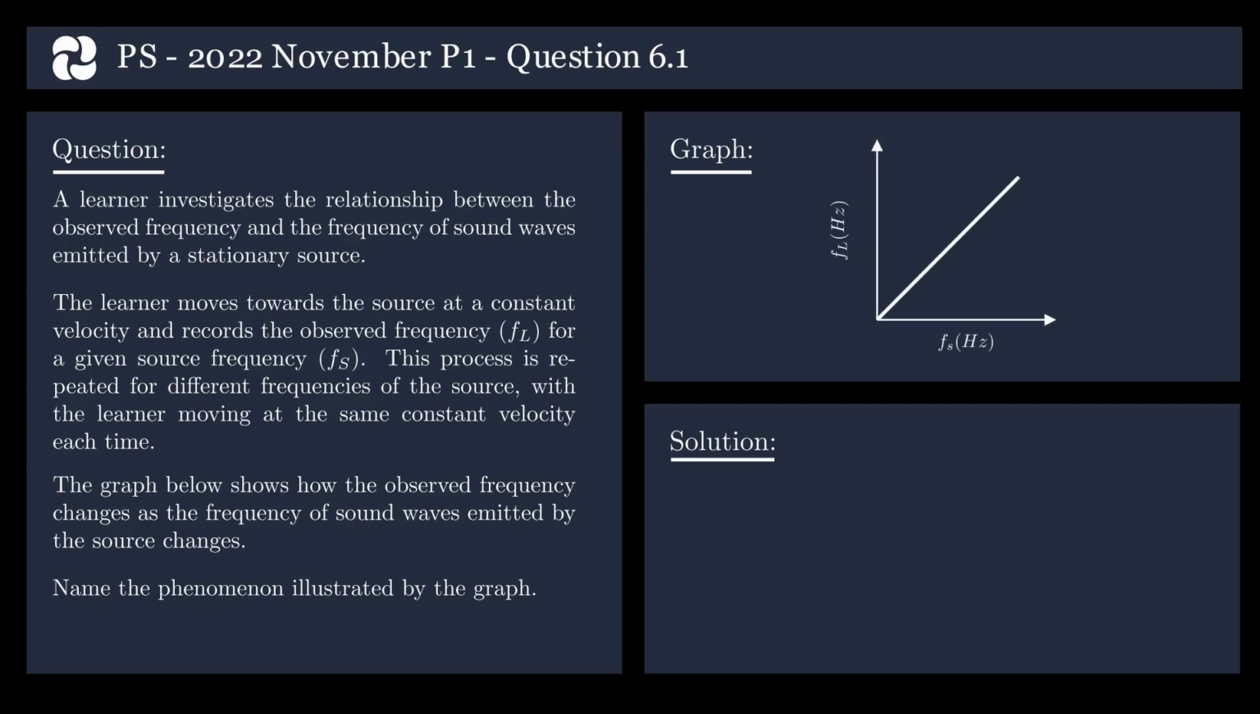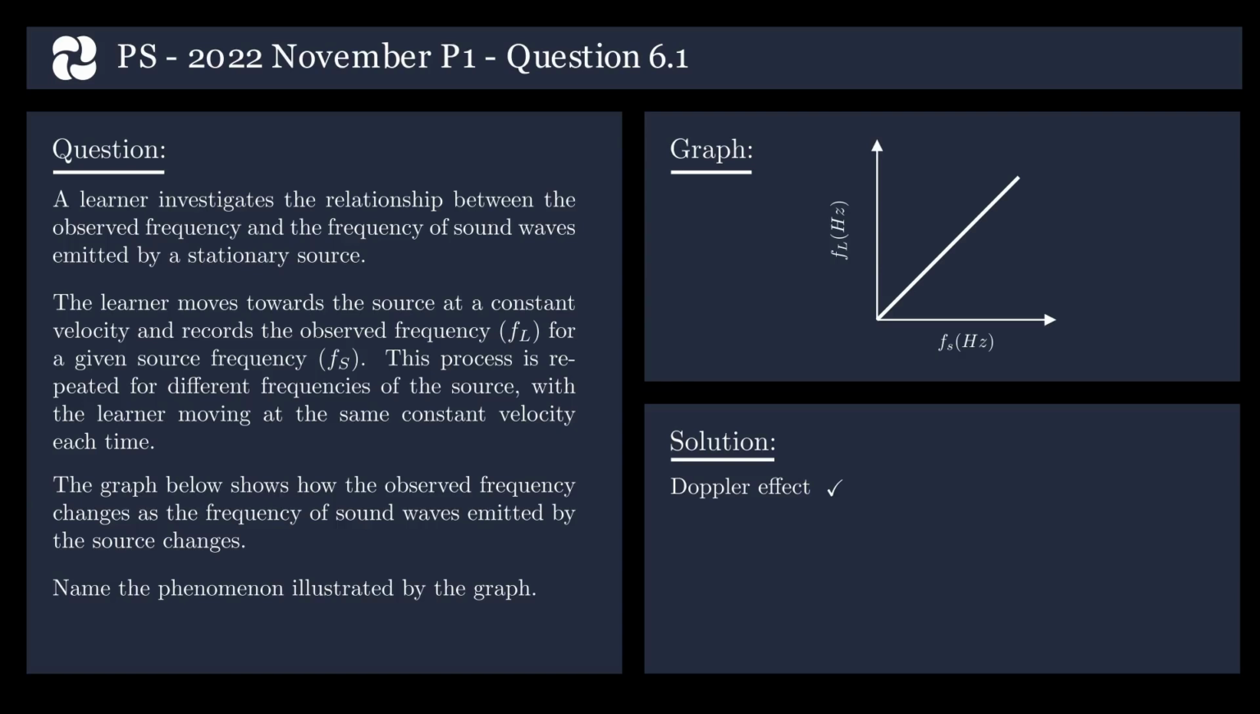Whenever we see terms like frequency of a listener or frequency of the source, the first thing that comes to mind is the Doppler effect. And you would get a mark for writing this as an answer. However, figuring this out directly from the graph is not possible.